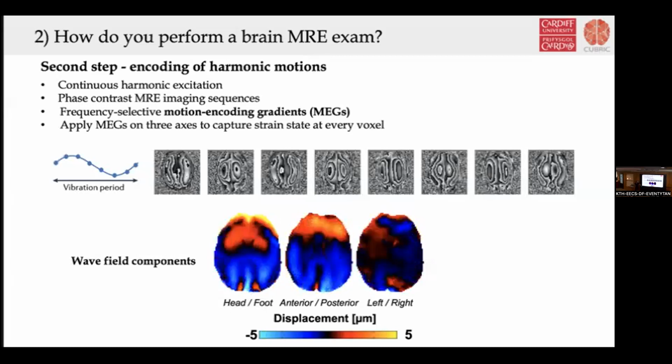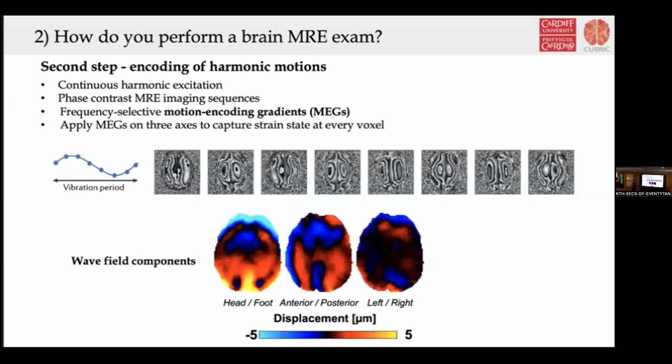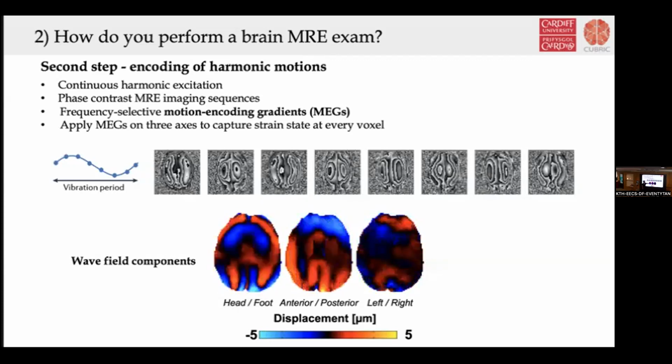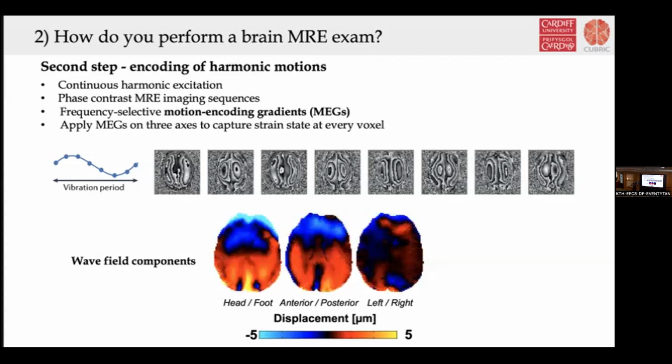And in this image here, you can see that there's 8 time steps throughout the harmonic cycle, which are equally spaced. And these images here show the displacements in each direction. So you have the head-foot, the anterior-posterior, and the left-right. What's interesting here is that when we're using the pillow, we expect these displacements, but we don't expect left-right because we're vibrating the head like this. But you still expect some left-right motion, and that's why it's really important to capture the 3D strain.